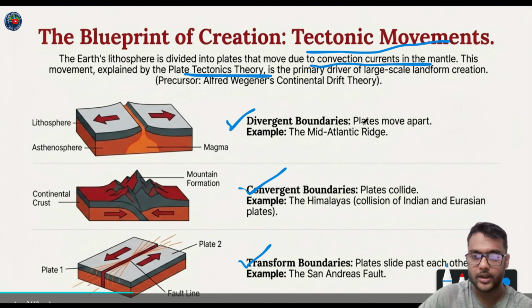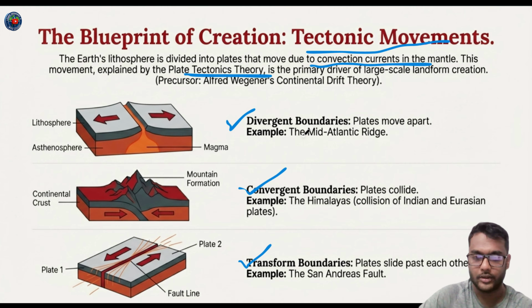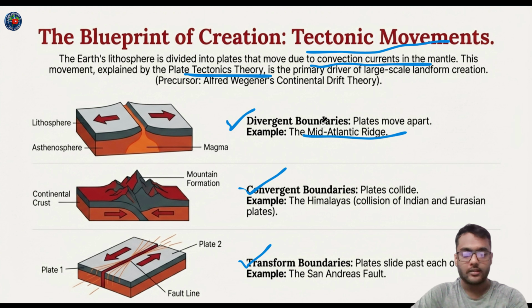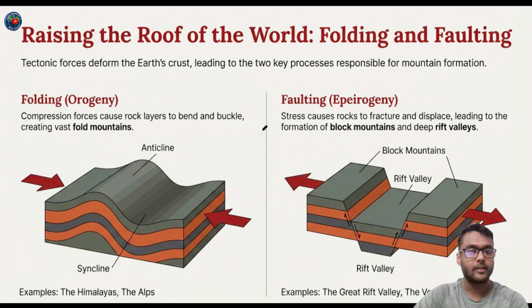At a divergent boundary, plates move apart. Example: the Mid-Atlantic Ridge. At convergent boundaries, plates collide. Example: the Himalayas, the collision of the Indian and Eurasian plates. Then transform boundaries, where plates slide past each other. Example: the San Andreas Fault. These are the three types of boundaries in plate tectonics theory.